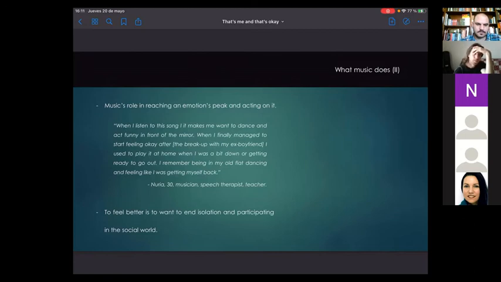And I think this is especially significant in her case because she's talking about a breakup, and a breakup means the loss of a social bond. So I think it's significant that she seeks to help herself to not isolate and to keep building social bonds.